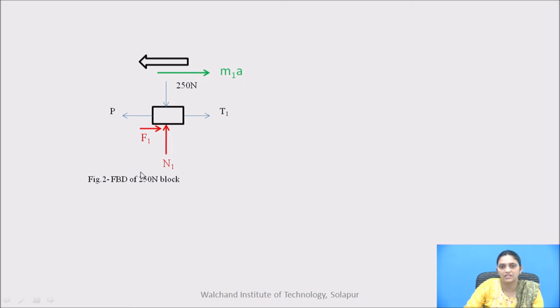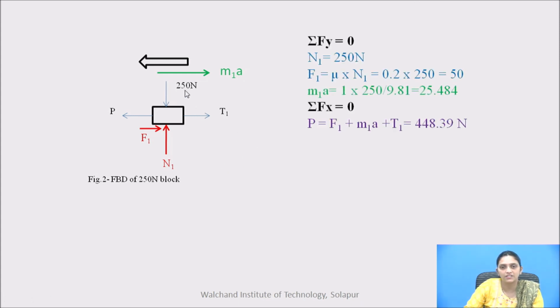Now consider the 250 Newton block for the analysis. Here we will get the P, our targeted parameter, that is we have to determine the P in this equation. Now first consider summation of Fy is equal to 0. So in y direction only two forces are there, 250 Newton and N1. So N1 is 250 Newton. Therefore F1 is mu into N1, which is 50.